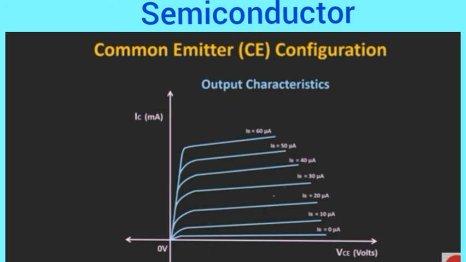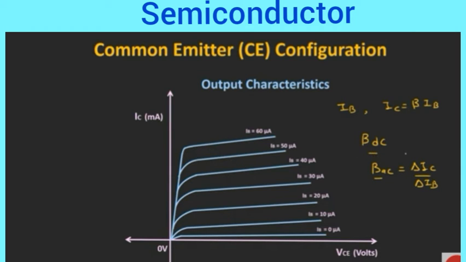Now whenever the BJT is used as an amplifier, it is used in the active region, and in this region the base current IB gets amplified by a factor of beta. That means if IB is the input current, then the output current IC can be given as beta times IB. This beta is known as the current gain of the common emitter configuration. Now if we talk about the AC gain, beta AC can be given as delta IC divided by delta IB, that means the change in the collector current to the change in the base current.